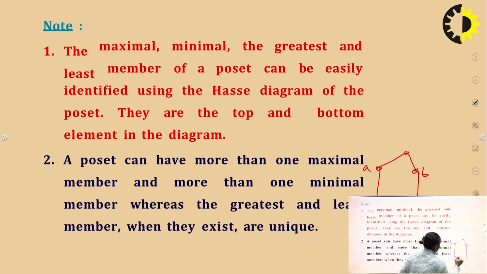Suppose this is the Hasse diagram with A, B, C, D, E and F. If we are talking about the greatest, least, maximal and minimal element, then here this is the top element. So this is the greatest element, or we can say it is also the maximal element, and this is the bottom element. So this is the least element or the minimal element, but there is a difference.